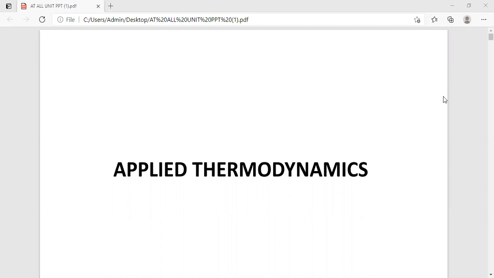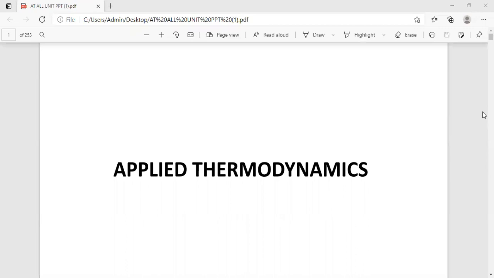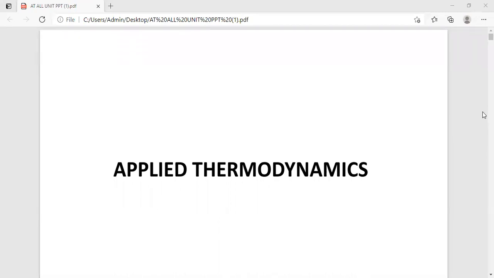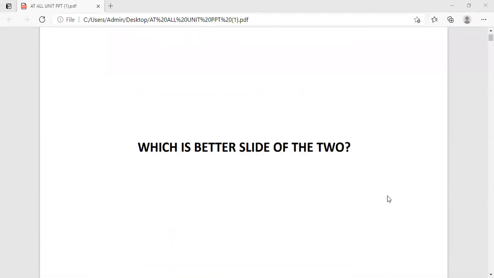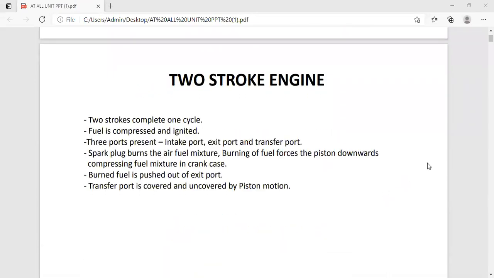In Applied Thermodynamics, there was previously a 50 marks theory examination, 50 marks online examination, and 50 marks oral. But from now on, there is a 70 marks end sem exam, 30 marks in sem exam, and 50 marks for oral or practical performance. Now there is a lockdown, so we are taking the oral for these subjects. This is the overall structure of Applied Thermodynamics. So we are going to start our lecture. First of all, we are going to see the two-stroke engine. What is meant by a two-stroke engine?